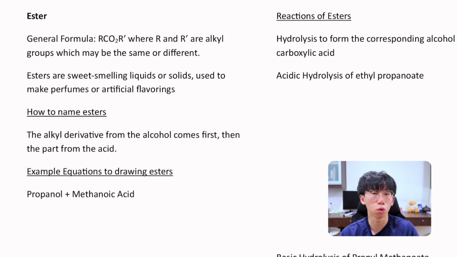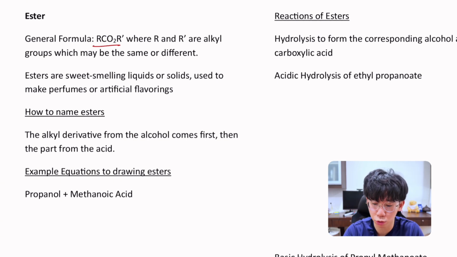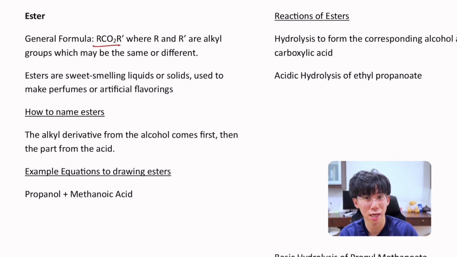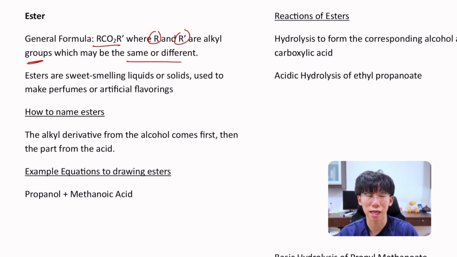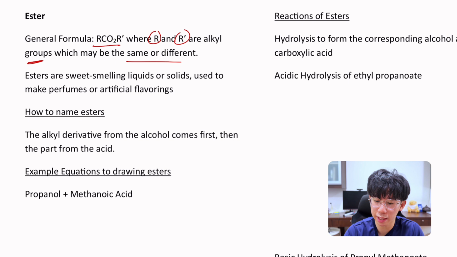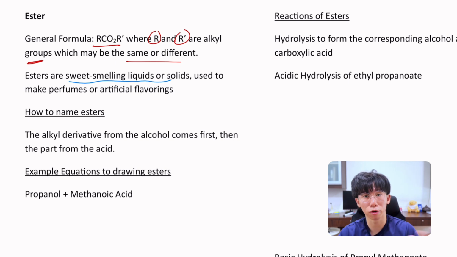Now let's dive into what exactly esters are. Esters have a general formula of RCO2R'. Sometimes we use this R as a way to denote alkyl groups, which may be the same or they could be different. These are in general just carbon-containing groups. Esters are sweet-smelling liquids or solids used to make perfumes or artificial flavorings. In fact, fruits, which are very sweet-smelling, typically produce this organically.